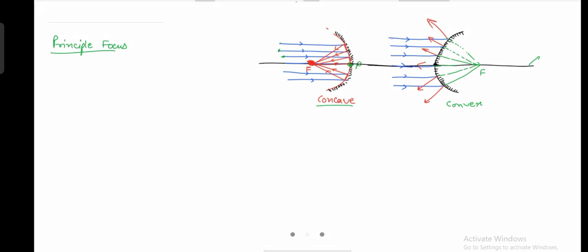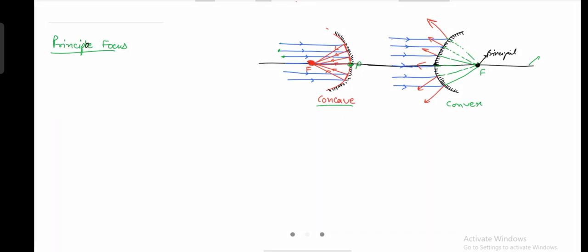They are diverging. So we consider an imaginary point behind the mirror, which will be called the focus point. Again, which will be that focus point? That will be the point where we have extended the reflected rays backward imaginarily, and where all the reflected imaginary lines are meeting. That will be called the principal focus. So in this case, this is the principal focus, and in this case, this one is the principal focus. Both have a principal focus.